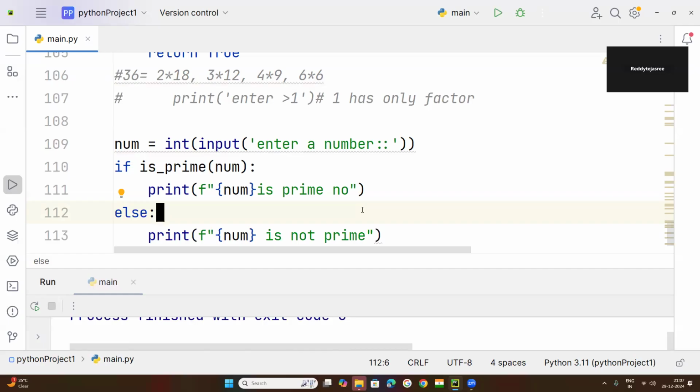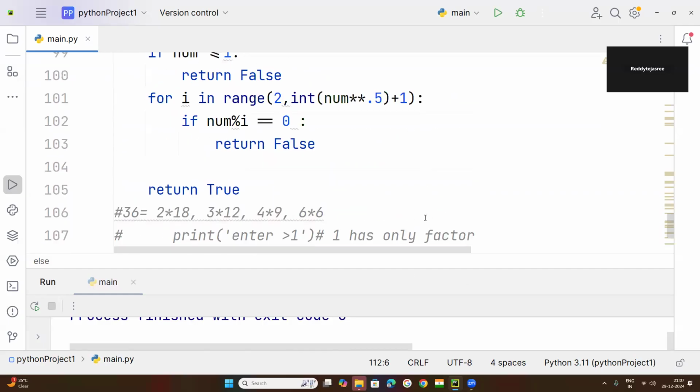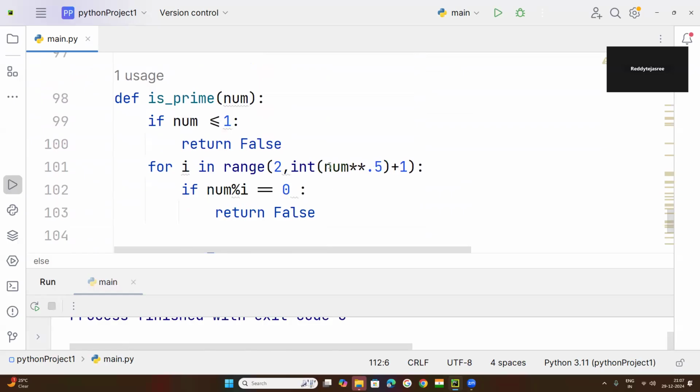37 can't be divisible by 2, and then 3 also, 4 also, 5 also, 6. In between, no number is there to divide 37. 36 can be divisible. That's why you need to try to understand this is called the square root of the number, plus 1, because the range function excludes the upper limit, so that's why +1.